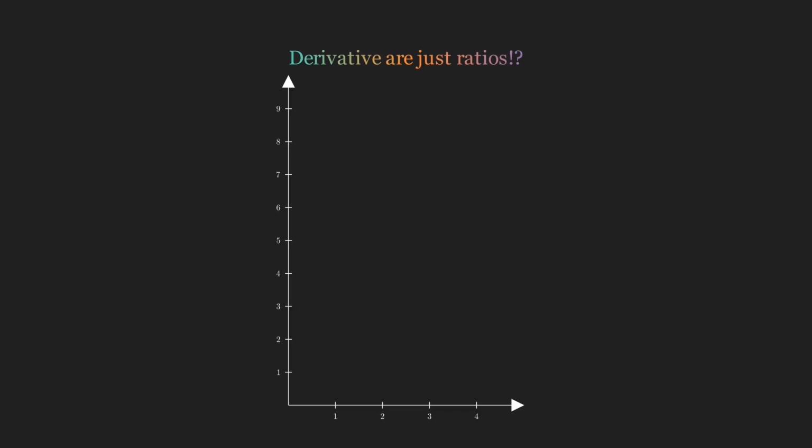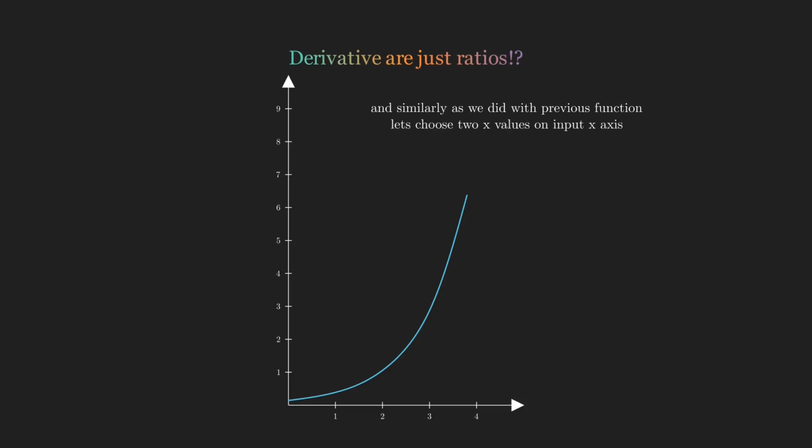Now let's deal with a nonlinear function. For that, let's plot the function y equals e to the power x by 7. And similarly as we did with the previous function, let's choose two x values on the input x-axis.